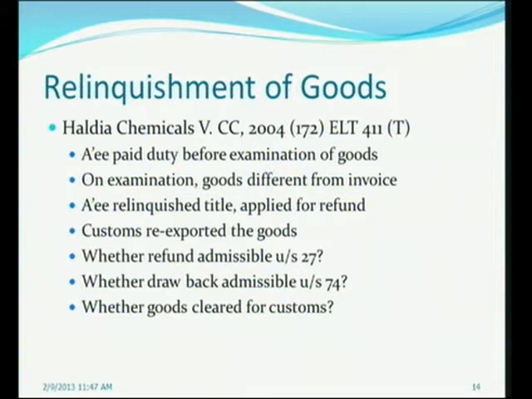So for drawback, the essential condition is that it must have crossed the customs barrier. It means you must have cleared it for home consumption. In this case, it is not cleared for home consumption. It has come, and customs have re-exported it. Once they have not cleared it for home consumption, import itself has not crystallized. No question of claiming a duty drawback. It will only be under section 27. Next.